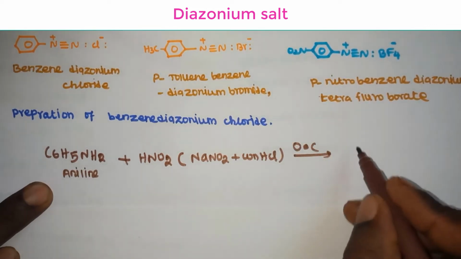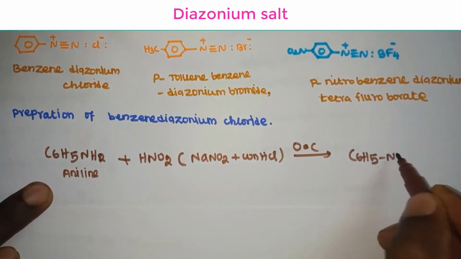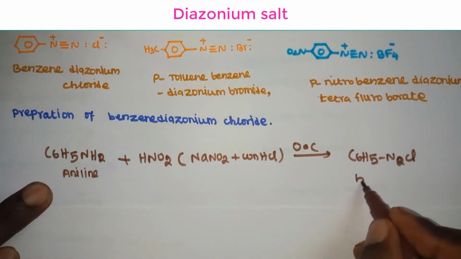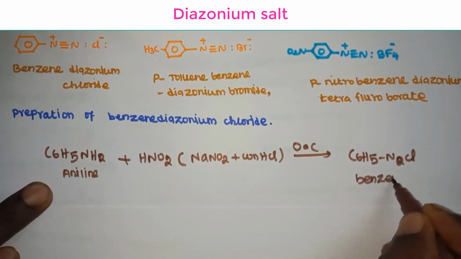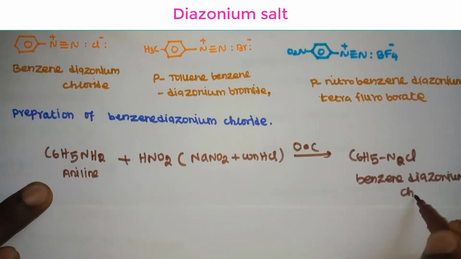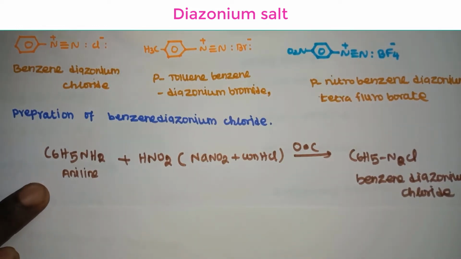to form benzene diazonium chloride, C6H5N2Cl. This is benzene diazonium chloride. Normally diazonium salts are unstable.